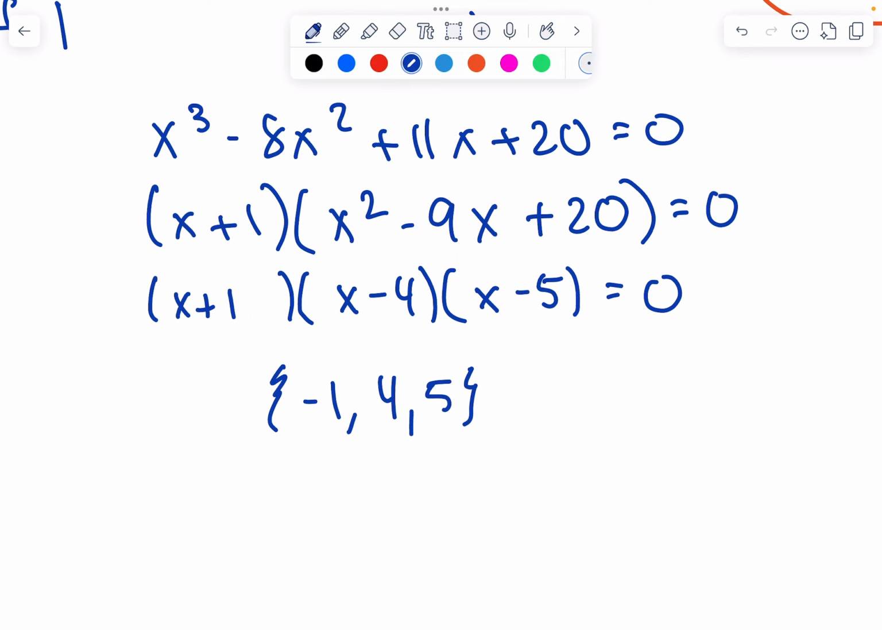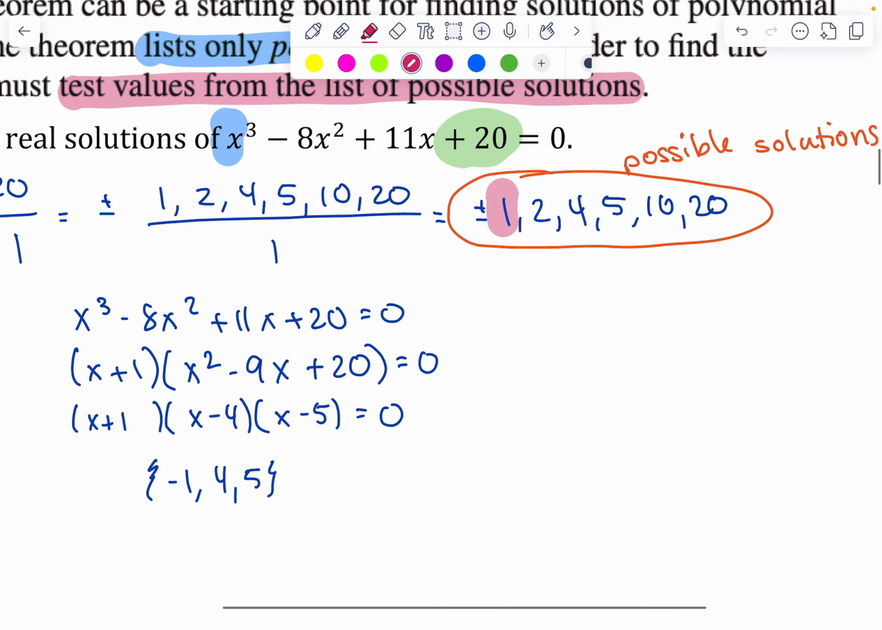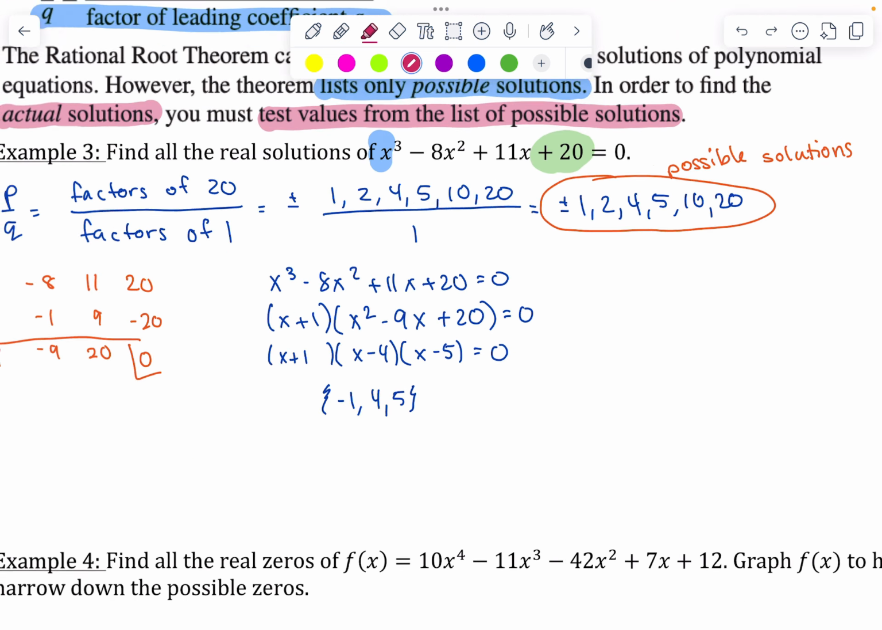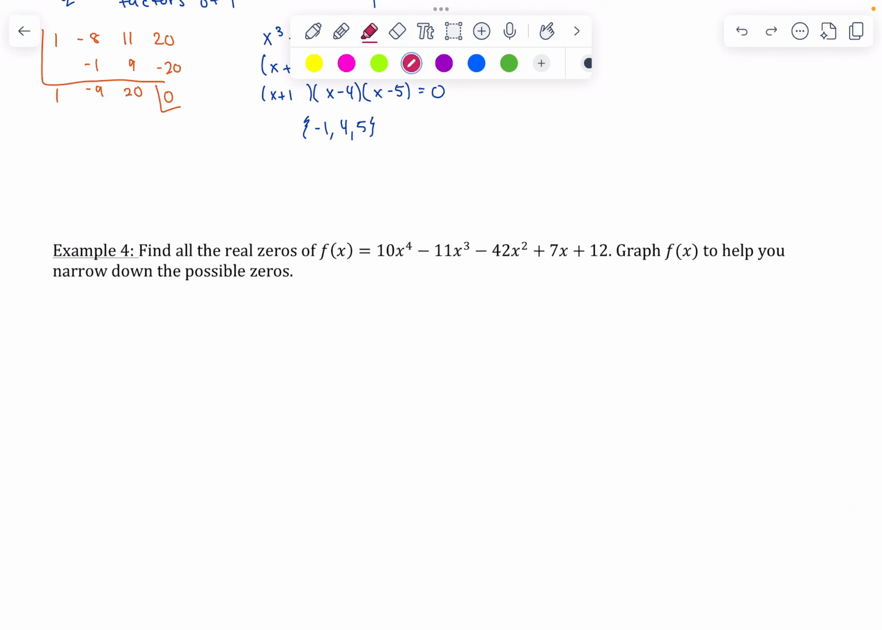Okay? So that's how you factor a polynomial when your traditional methods don't work. And notice the factors that ended up being the real ones were 1, 4, and 5. Okay, let's move on to the next problem. Find all the real zeros of the function and then graph the function to help you narrow down the possible zeros. So we're not going to do this part.